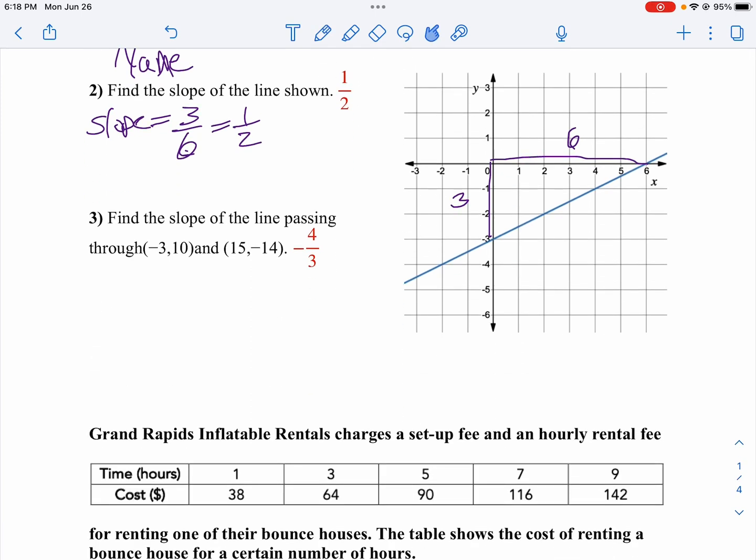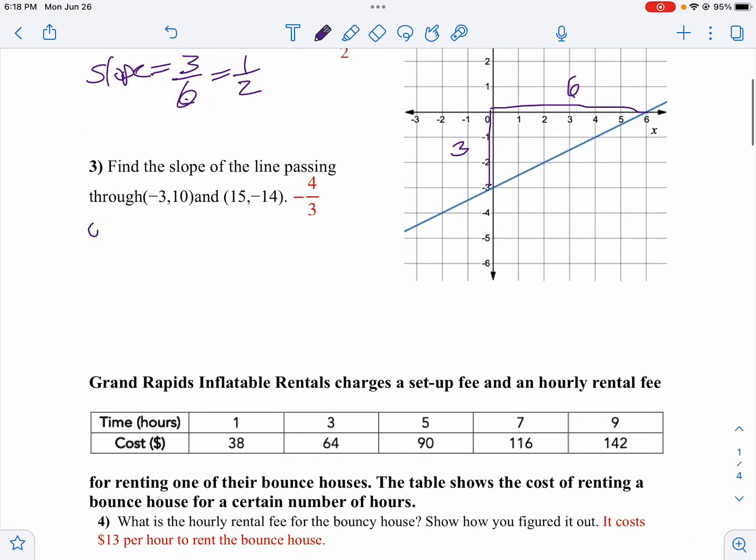Okay, number 3, we don't have a graph. So at this point, I think we'll use our slope formula: y2 minus y1 over x2 minus x1. We're going to subtract our y's and subtract our x's. Notice I labeled those xy, xy. What you call the first one and what you call the second one is relative. It doesn't matter as long as you work them in the same way. So I'll call my second point negative 14, and I'm going to say negative 14 minus 10 all over 15 minus a negative 3.